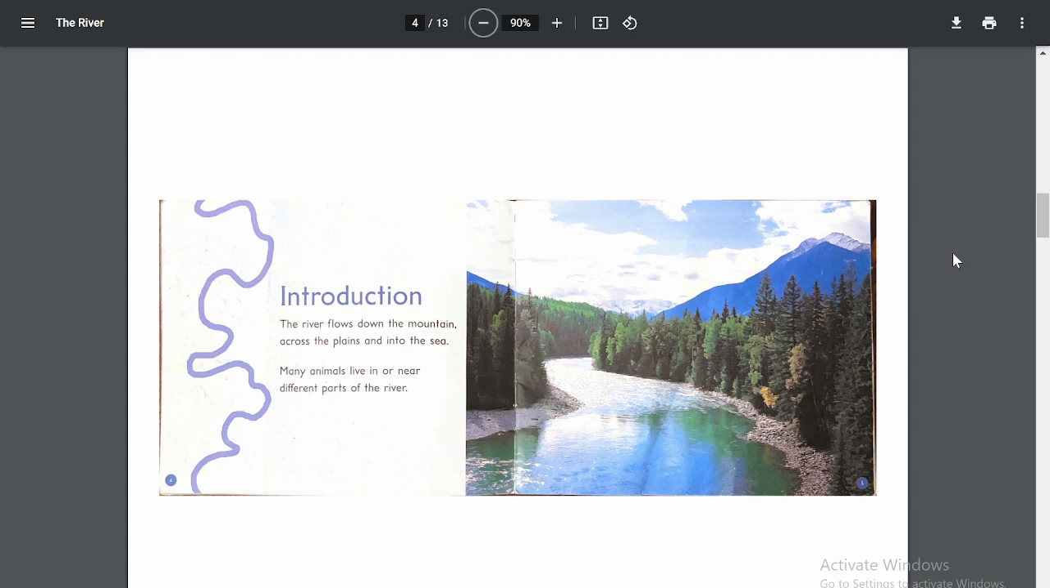Introduction. The river flows downhill from the mountains. The river flows downhill from the mountains, across the plains, into the sea. Many animals live in or near different parts of the river.